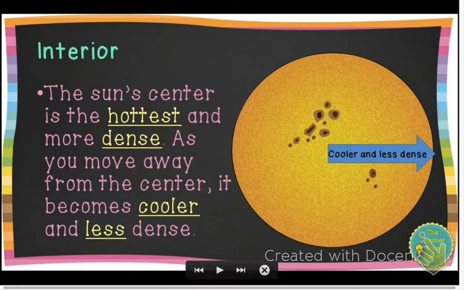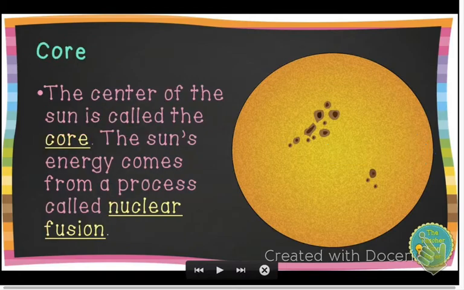Interior. The sun's center is the hottest and more dense. As you move away from the center, it becomes cooler and less dense. So right there, we're looking at the inside, that's what interior means, of the sun. The core. The center of the sun is called the core.